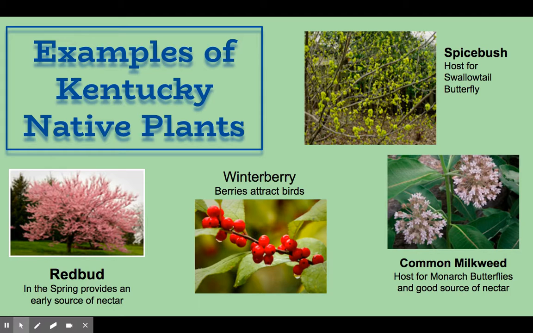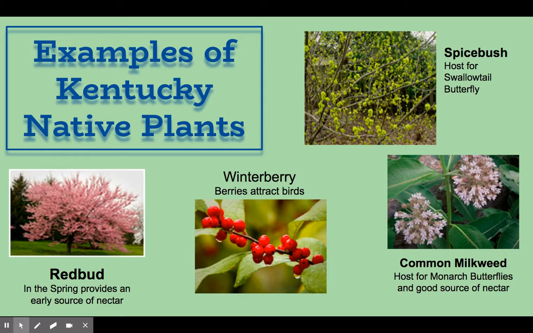The second one down is a common milkweed plant. It is a host for monarch butterflies, and it's also a good source of nectar. And I'm going to be talking about nectar in just a few seconds. In the middle where you see those red berries, that's called a winterberry. That plant is interesting because it needs the male and the female plants to produce those red berries. And those birds really like to eat those red berries, and they attract the birds. So those are very important.